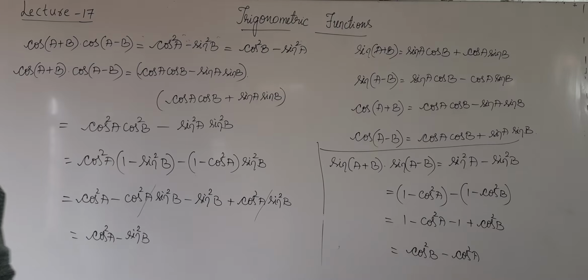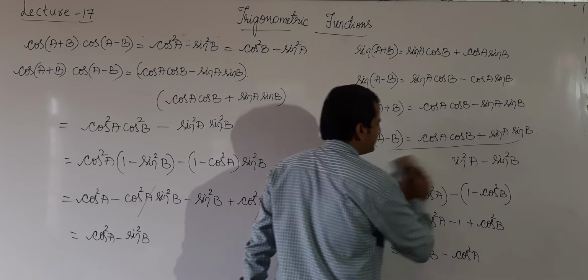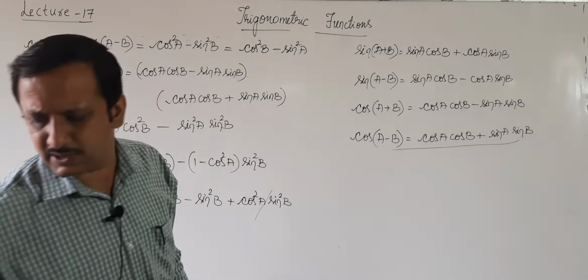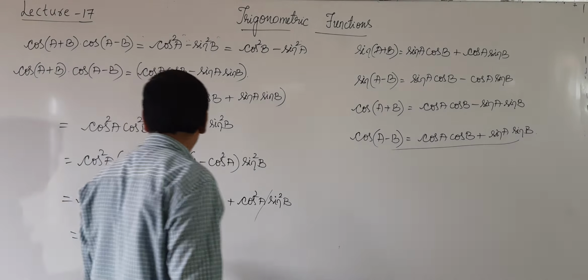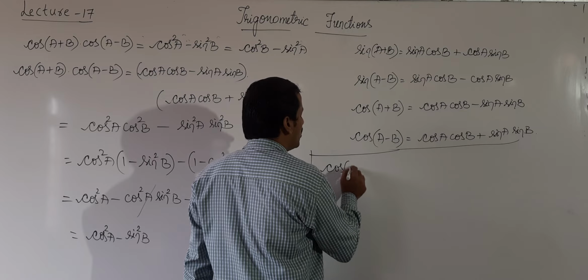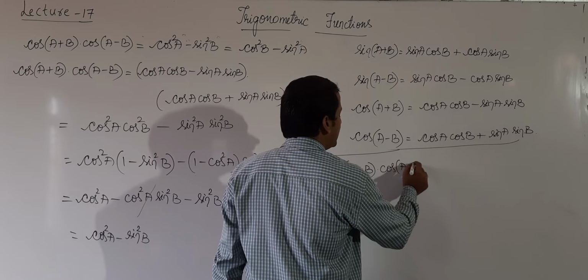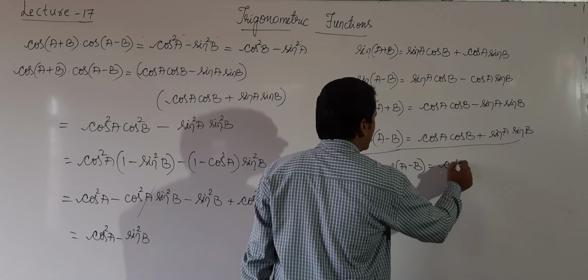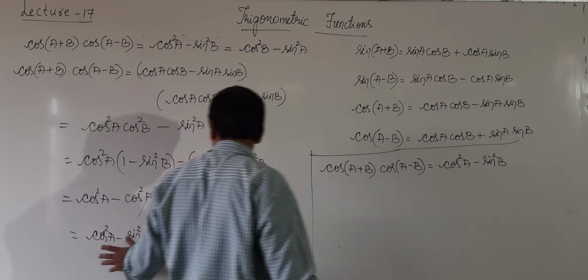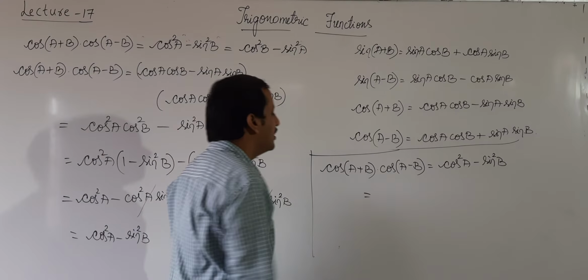Now further we must show that it is also equal to cos square B minus sin square A. So far we have proved that cos A plus B into cos A minus B is equal to cos square A minus sin square B, right? This is what we have proved.